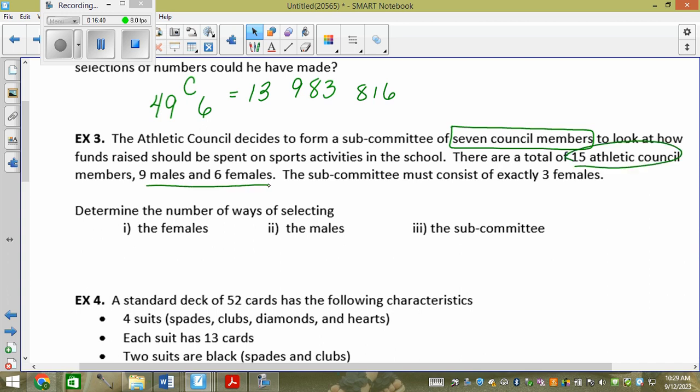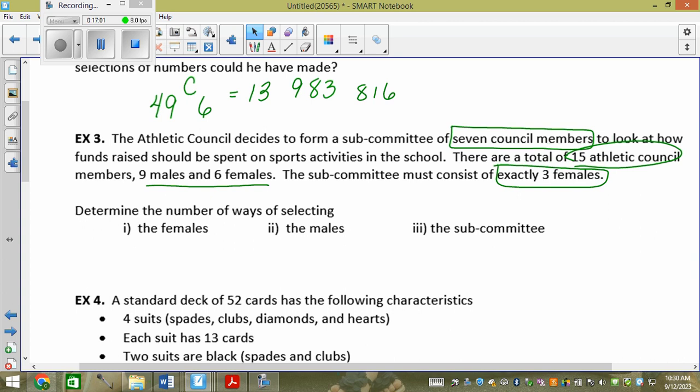9 males, 6 females. The subcommittee has to have exactly 3 females. Are there any jobs on this subcommittee? Is there anything special if you're picked different on this subcommittee? Nope. There needs to be 7 people. If I'm picked first, second, third, fourth, fifth, sixth, or seventh, does it change my outcome? Or am I just on the committee or not on the committee? I'm just on the committee or not, correct?